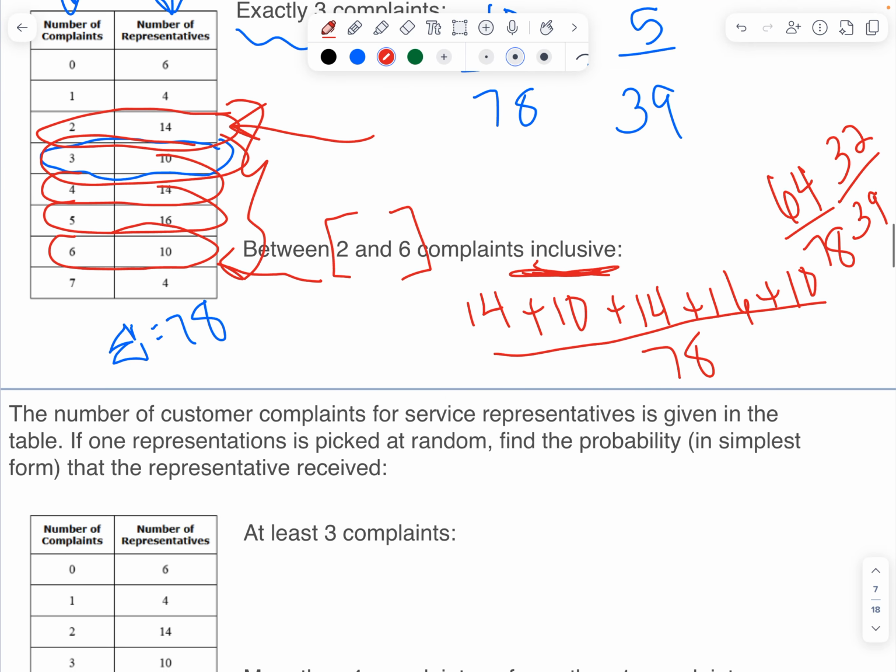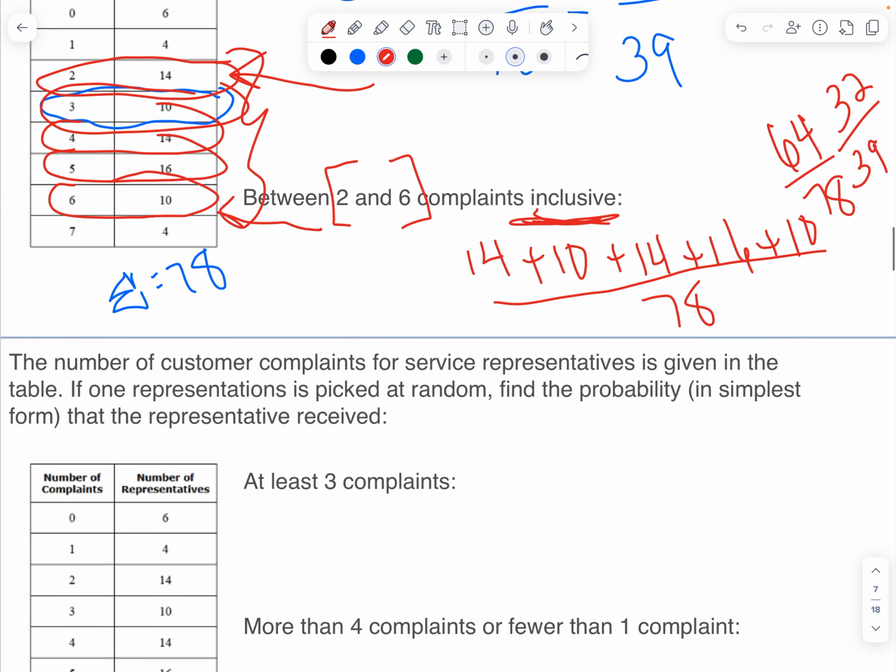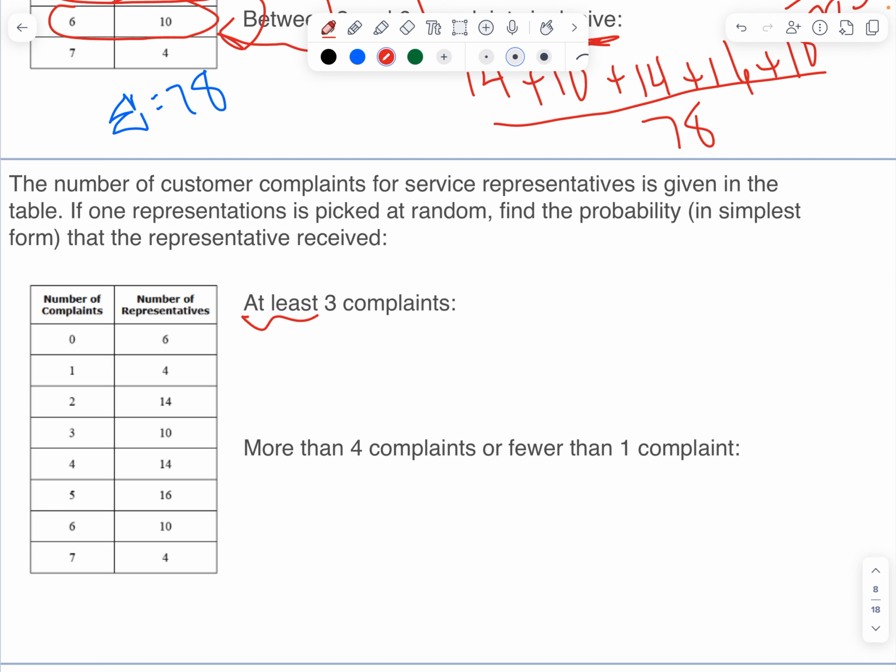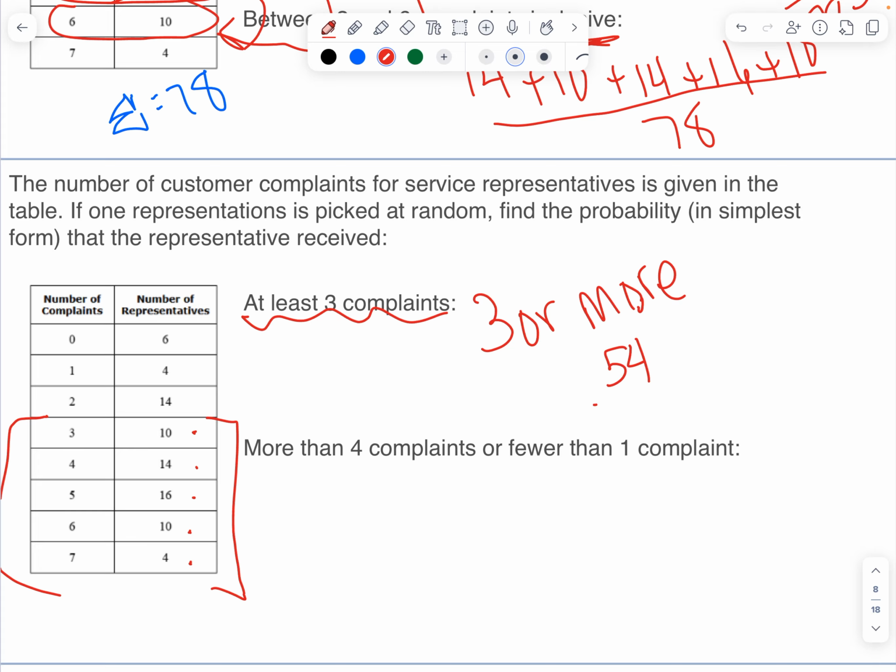Okay. So same table, a couple more types of questions. So at least 3 complaints, right? So that's going to be 3 or more. So these representatives were getting serious complaints, at least 3 or more. So we're going to add up 10, 14, 16, 10, and 4. That's going to give us 54 representatives out of 78 representatives. And 54 and 78 can reduce down to 9/13.